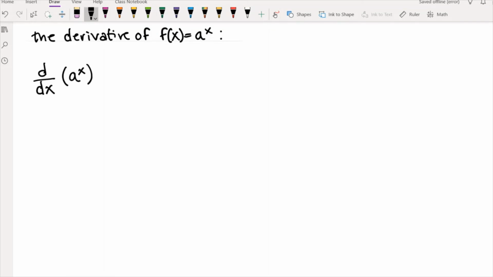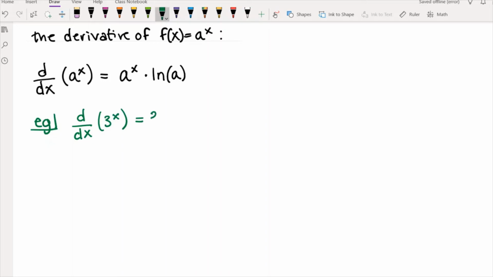Okay, so the derivative of a to the x, just like e to the x, a to the x is part of your answer. But it's not just a to the x, it also gets multiplied with ln of a. So an example of that would be, let's say you're trying to take the derivative of 3 to the x. The derivative of 3 to the x would be 3 to the x times ln of 3.